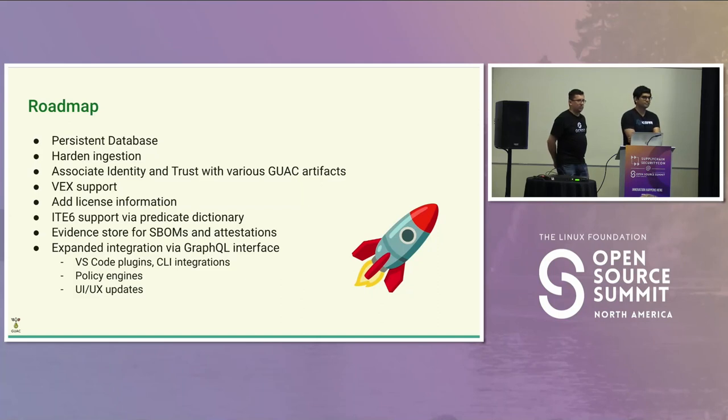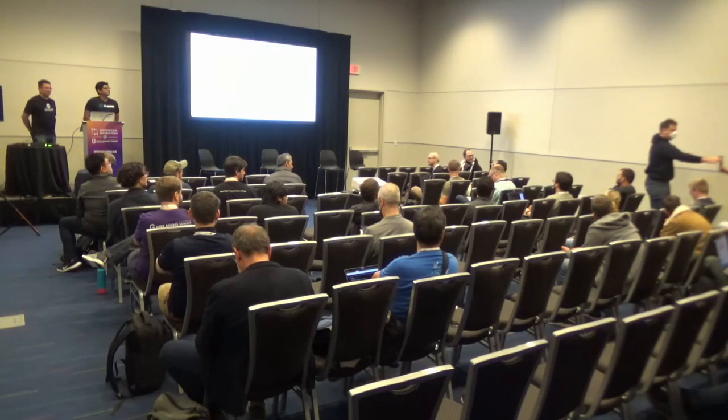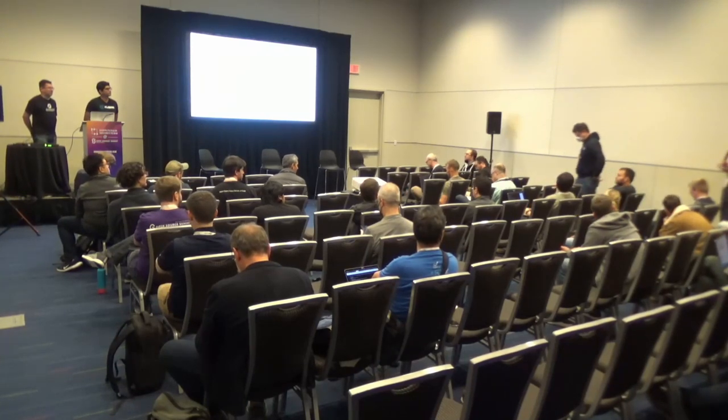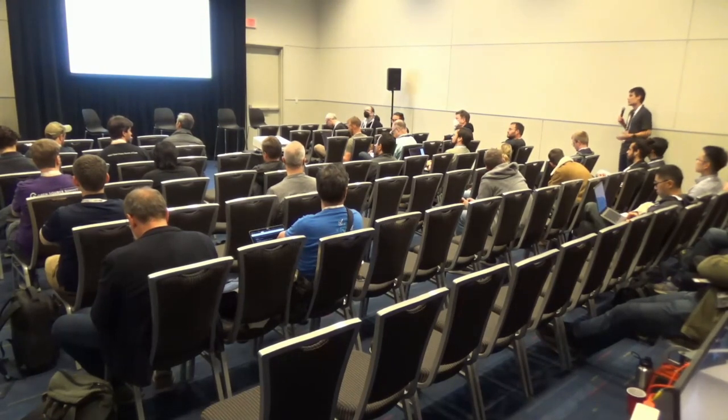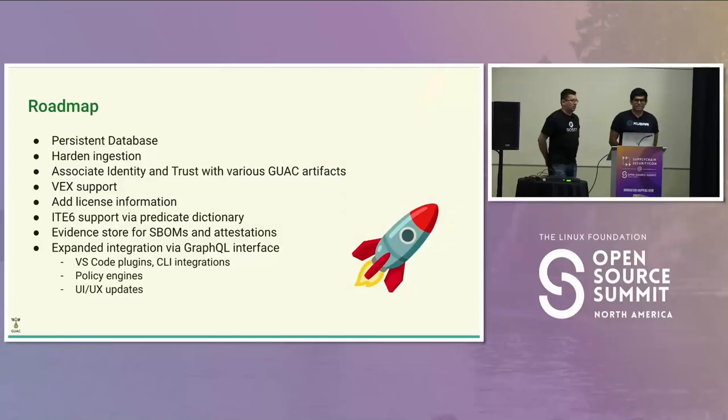Any other questions? I had a very similar question: if you're ingesting two different SBOMs for different versions of your software, do you have any capability to do analysis on the differences? Yes, we store both SBOMs, so we know there are two different versions of the SBOM. For the top-level package, we know it has two SBOMs associated with it, and there could be two different ways to traverse the graph. So that's possible.